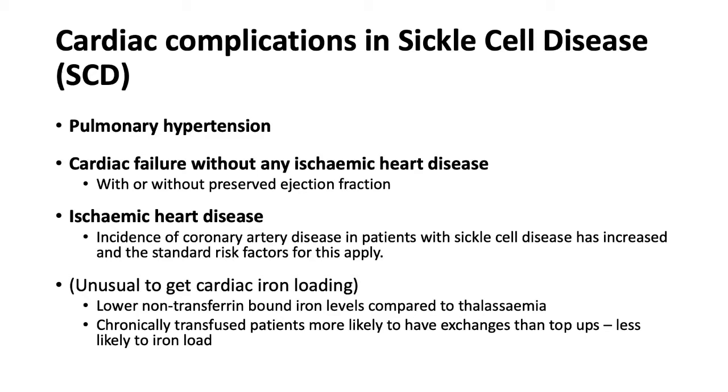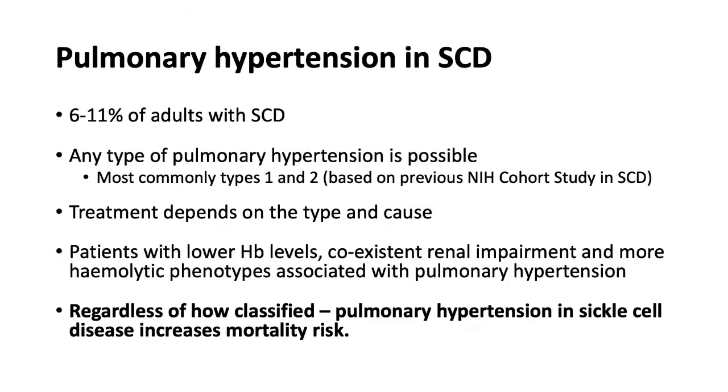What I would say in comparison to thalassaemic patients, it's unusual to get cardiac iron loading in patients with sickle cell disease, even in patients that are heavily transfused and have high liver iron concentrations. And that's because they've got lower non-transferrin bound iron levels compared to patients with thalassemia. And also probably on a statistical level, most adult patients who are chronically transfused are transfused via exchange rather than top up. So in theory, although obviously we know that not all patients on exchange programs have iron neutrality, in theory there's less iron loading.